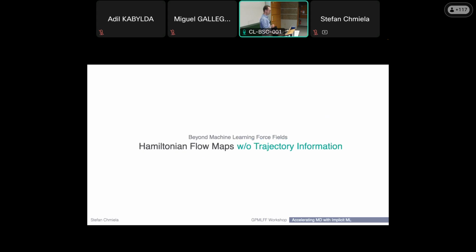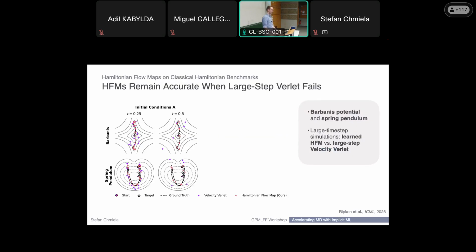So using this function, we realize this dream of having Hamiltonian flow maps that don't use trajectory information, right? In principle and also in practice, it can be trained on existing data sets, because it uses the same training data that machine learning force fields do, yet it can look into the future. Okay, and then we applied this first to two test systems.